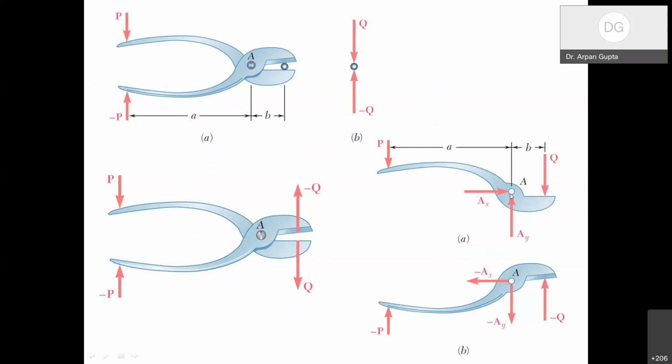Then we have to include the reactions which come from the other part, AX, AY, which are going to be equal and opposite. And now I can analyze the system. If I balance moment about point A, then we have P times A equal to Q times B. From there we can get the force Q, which is like a lever effect: A by B times P. Okay, so I think that's all for the machines part.